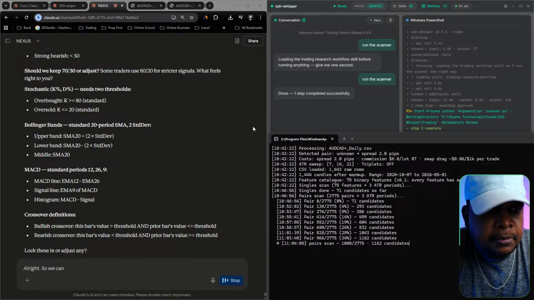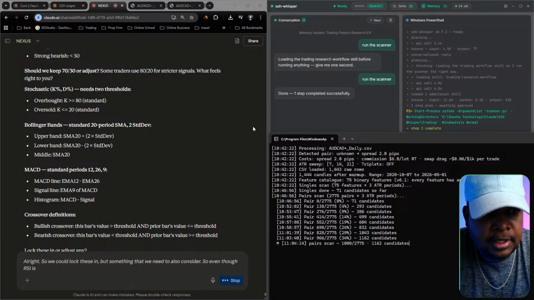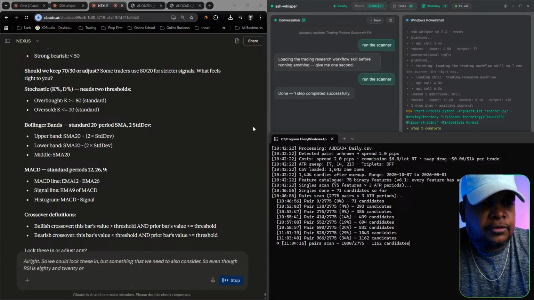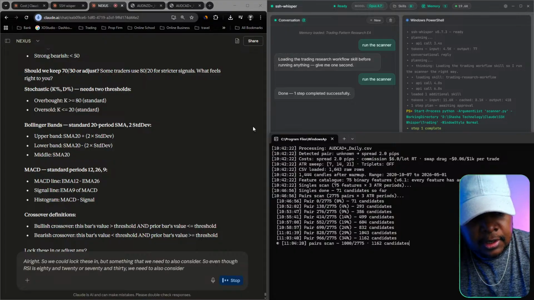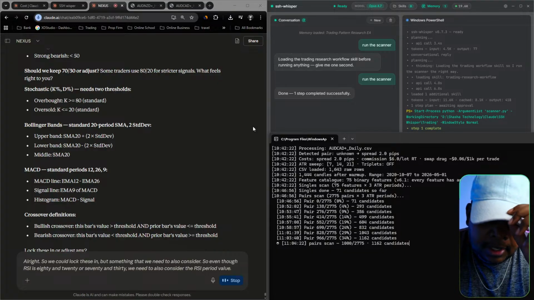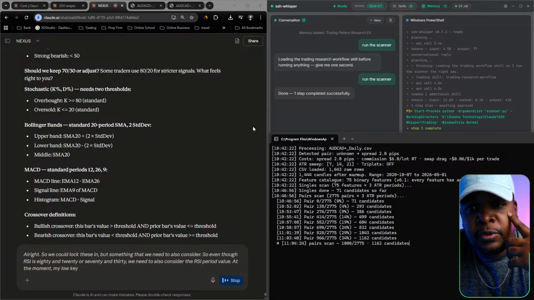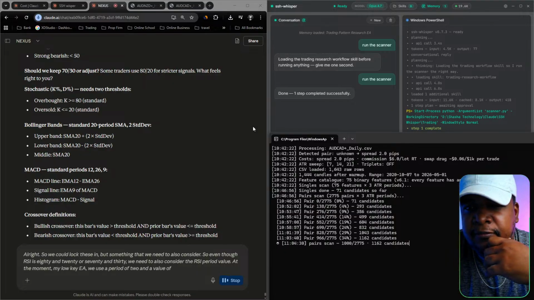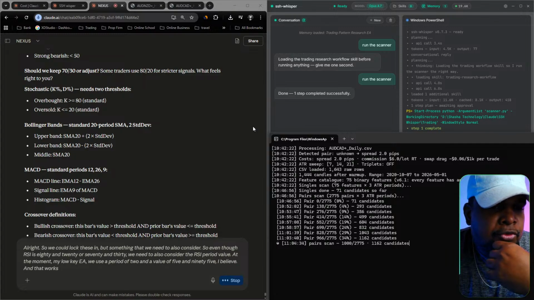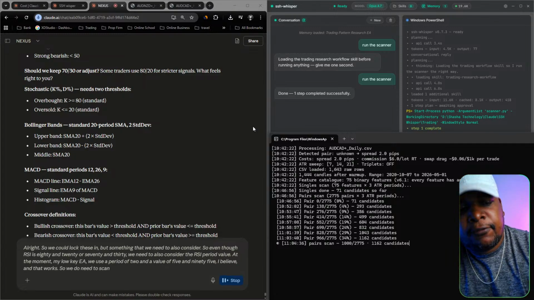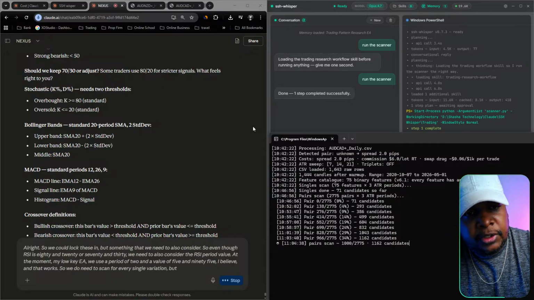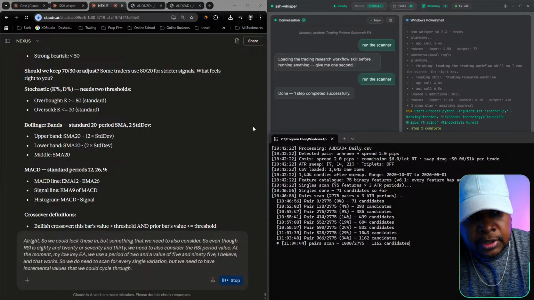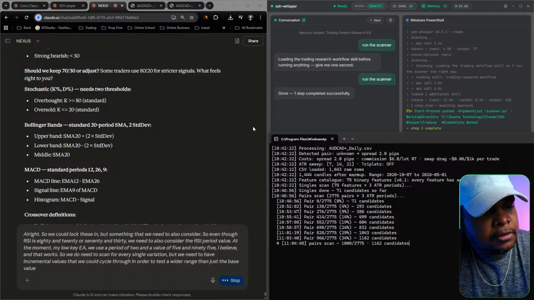All right, so we could lock these in, but something that we need to also consider. Even though RSI is 80 and 20 or 70 and 30, we need to also consider the RSI period value. At the moment, my Loki EA uses a period of 2 and values of 5 and 95, I believe, and that works. So we don't need to scan for every single variation, but we need incremental values that we could cycle through in order to test a wider range than just the base values.